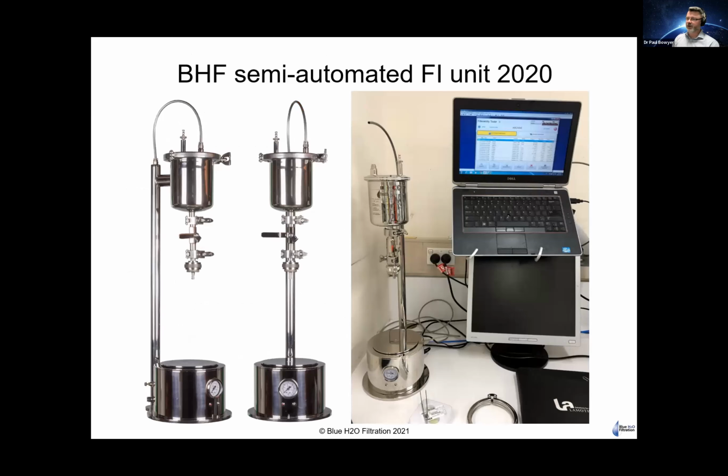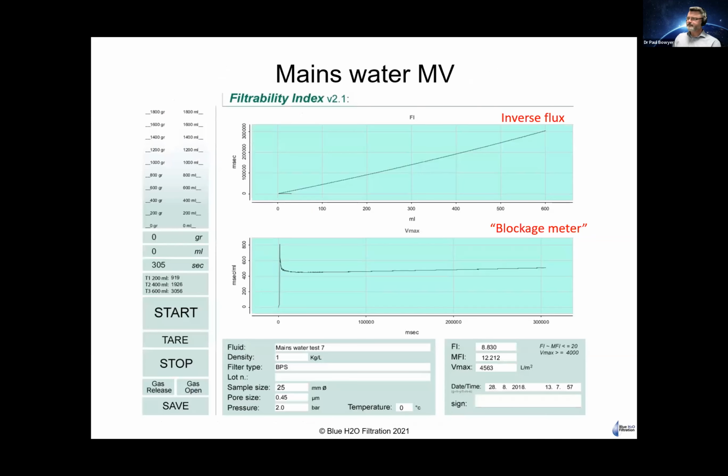If you want to know what it looks like, this is the most modern version of the filterability unit that we use. So all stainless, small footprint, etc., runs off a laptop. And what it spits out is something like this. Bottom right-hand corner, you can see there's a filter index and a modified filter index calculated. And also there are 2 charts. One of them is time over volume, or mass, which is inverse flux basically, and the bottom is inverse flux over time, which is something more like a blockage meter.